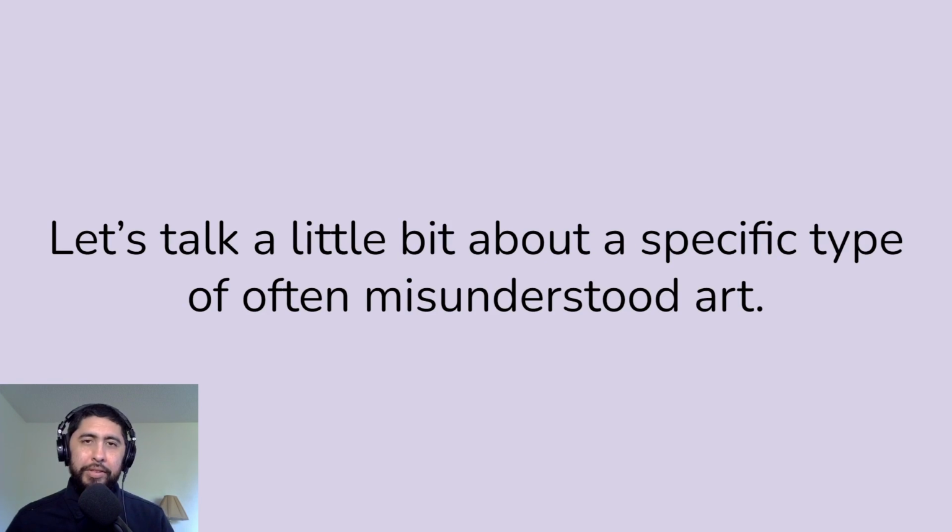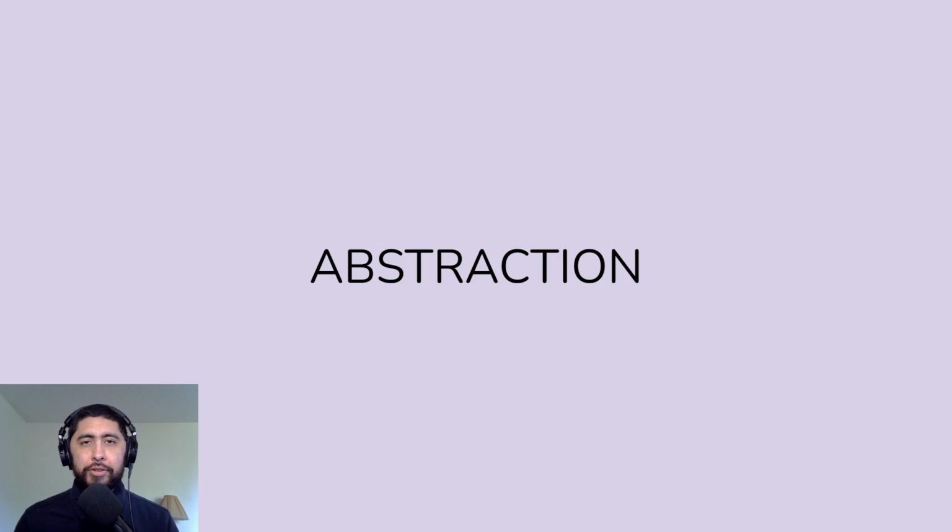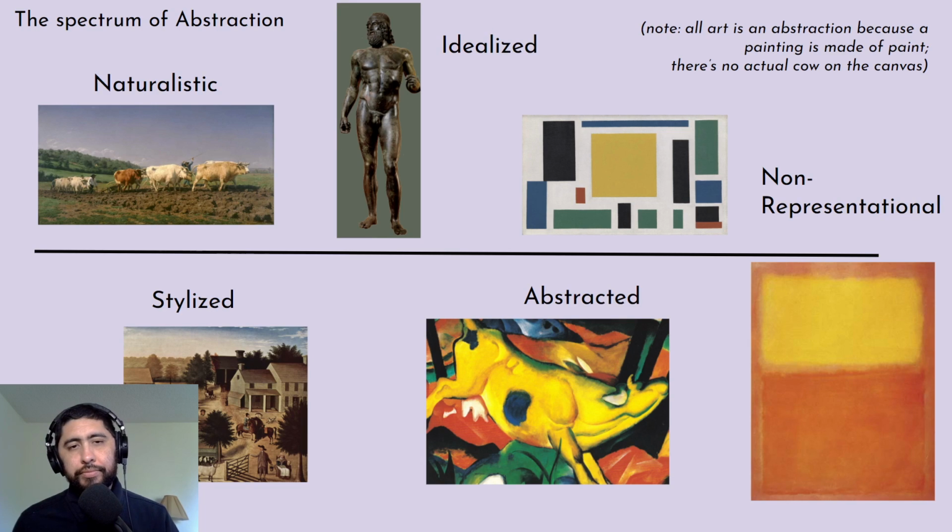So, before we start there, we're going to talk a little bit about abstraction in art. Abstraction's kind of an ambiguous term for many people. It could mean anything from abstracted to non representational, and I'll talk a little bit about the differences. So, the spectrum of abstraction.